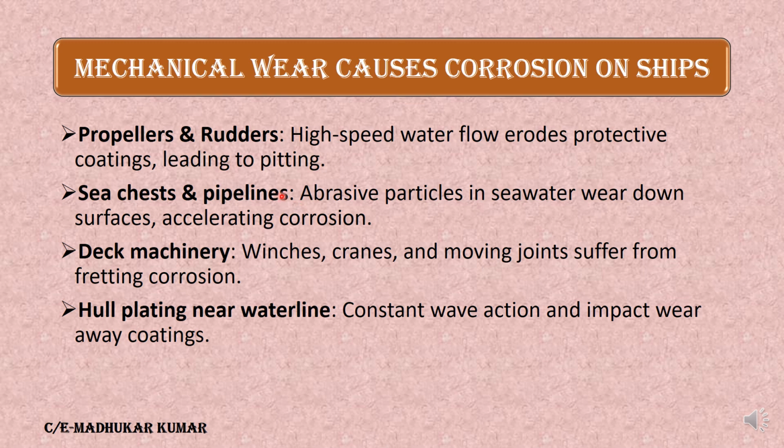It is not only the sea chest and pipeline, any other pipeline, like cargo, I told you, the oil as a cargo, crude oil as a cargo. So lots of abrasive particles are there. So they are basically eroding the internal coating, and this is going to cause internal corrosion, accelerating the corrosion. Deck machinery, winches, cranes, and moving joints suffer from fretting corrosion.